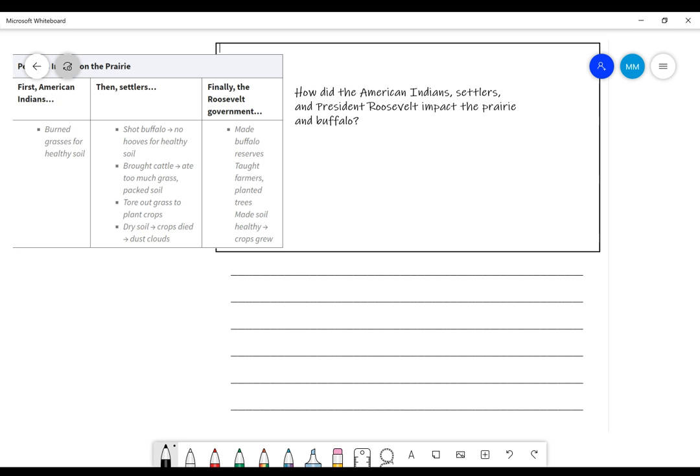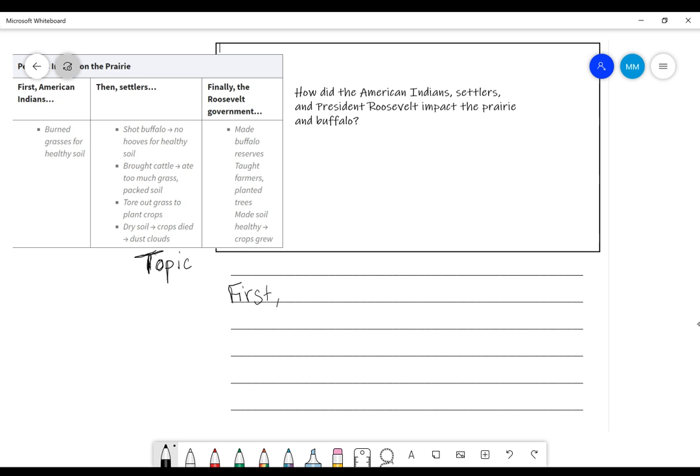Now, remember, when we have an informational paragraph, we're going to have 5 sentences altogether. Your first sentence is going to be your topic sentence. So that's going to be answering the question. And then you're going to give your first piece of evidence. So remember too that we are using topic specific words.